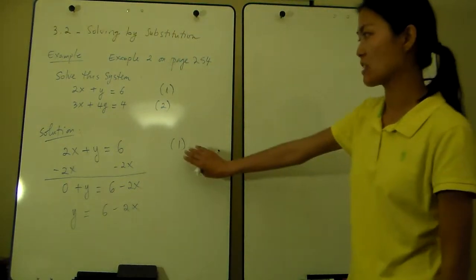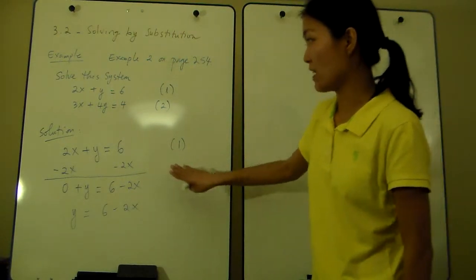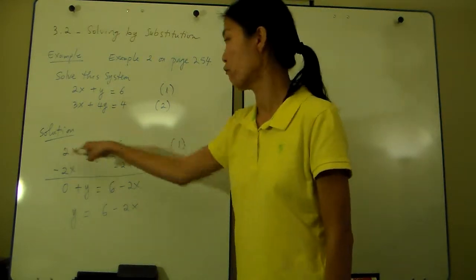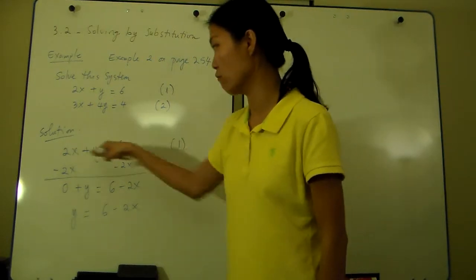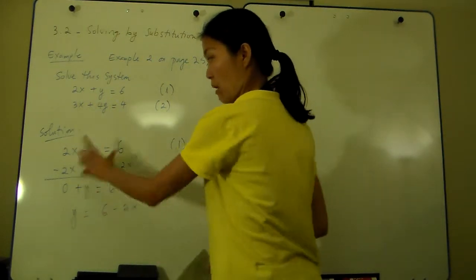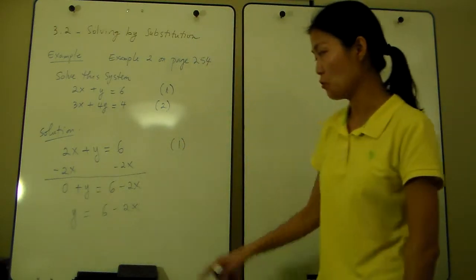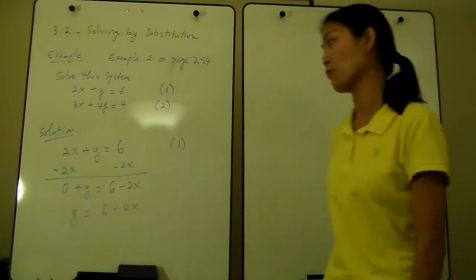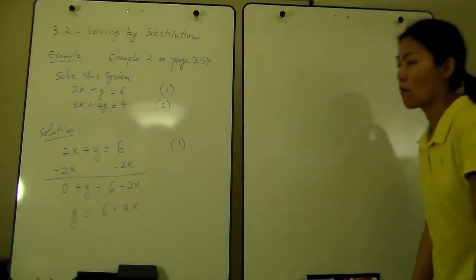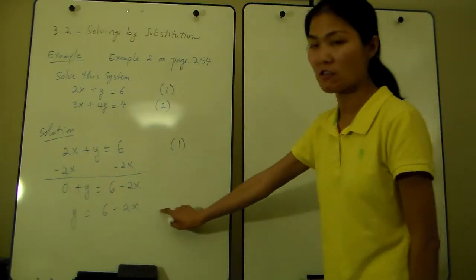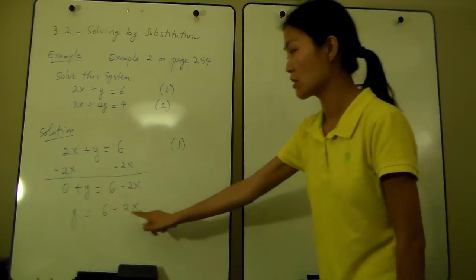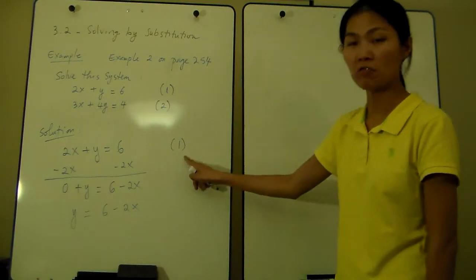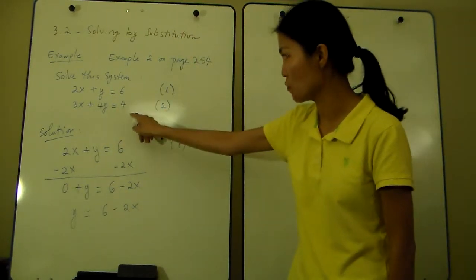Okay, so this is equation 1. I just convert this equation from the form where both x and y are on the left, to the form where only y is on the left, everything else on the right hand side. Now, I'm going to substitute this y equal 6 minus 2x from equation 1 into equation 2.